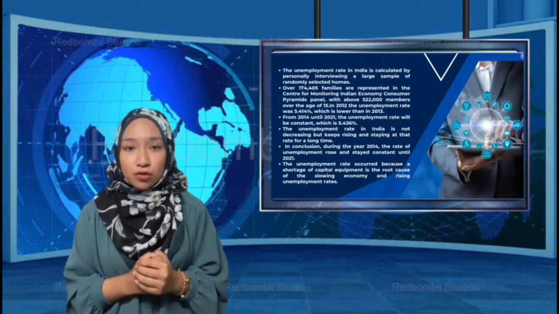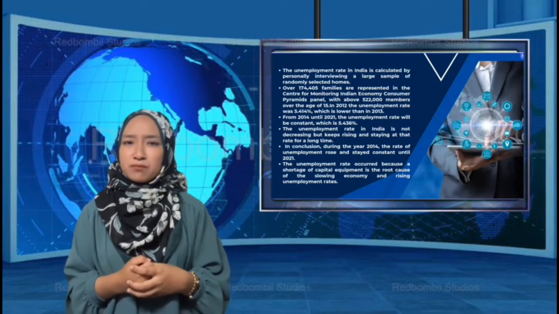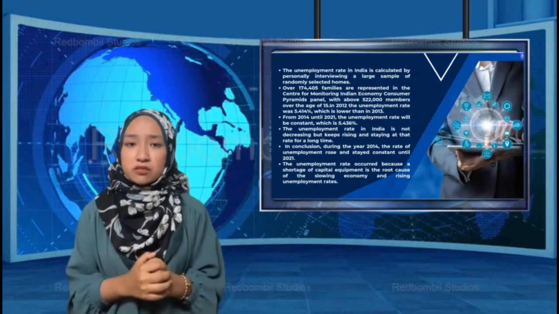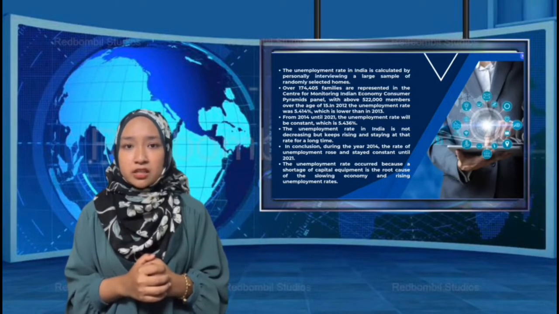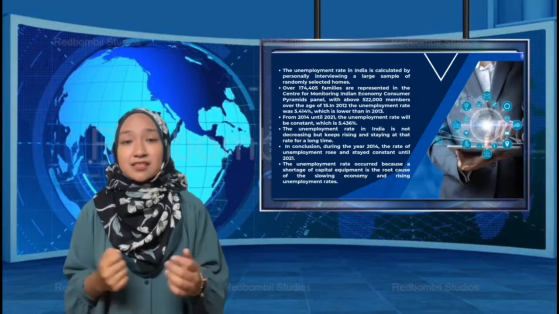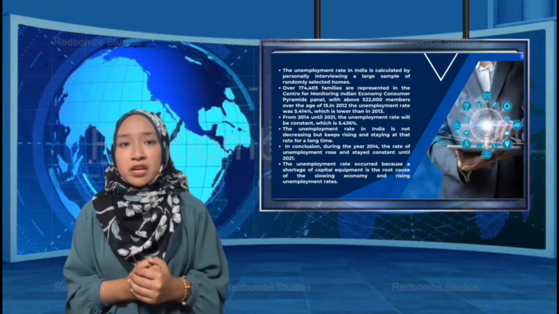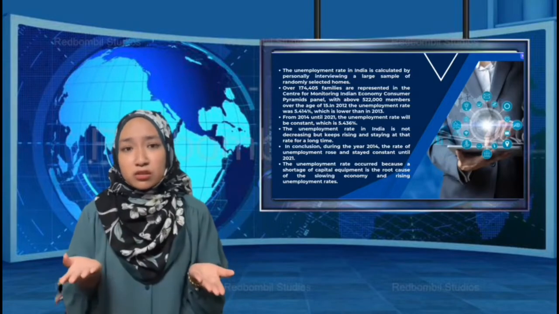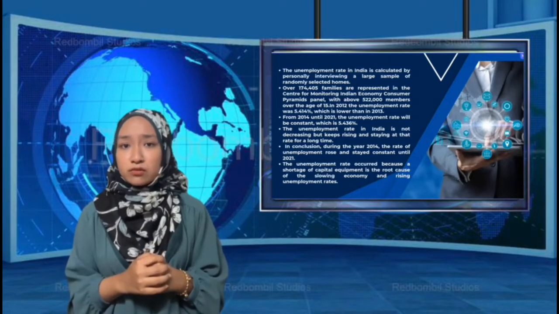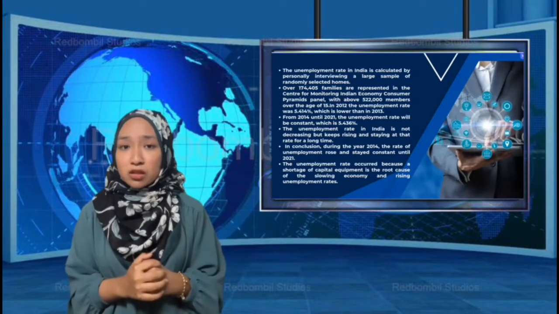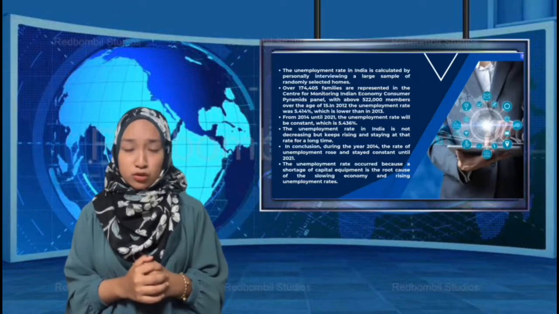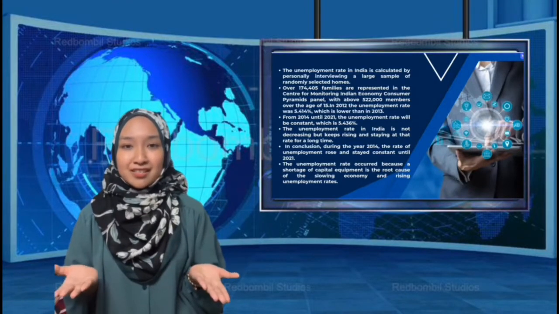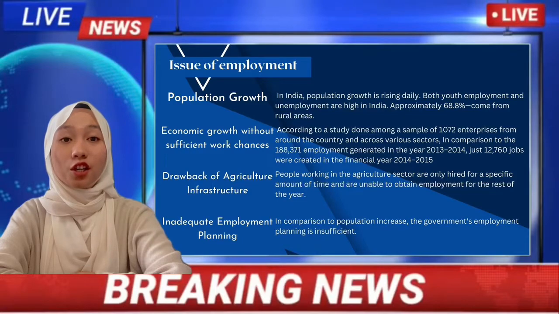From 2014 until 2021, the unemployment rate will be constant, which is 5.436%. The unemployment rate in India is not decreasing but keeps rising and staying at that rate for a long time. In conclusion, during the year 2014, the rate of unemployment rose and stayed constant until 2021. The unemployment rate occurred because of a shortage of capital equipment, the root cause of the slowing economy and rising unemployment rates.